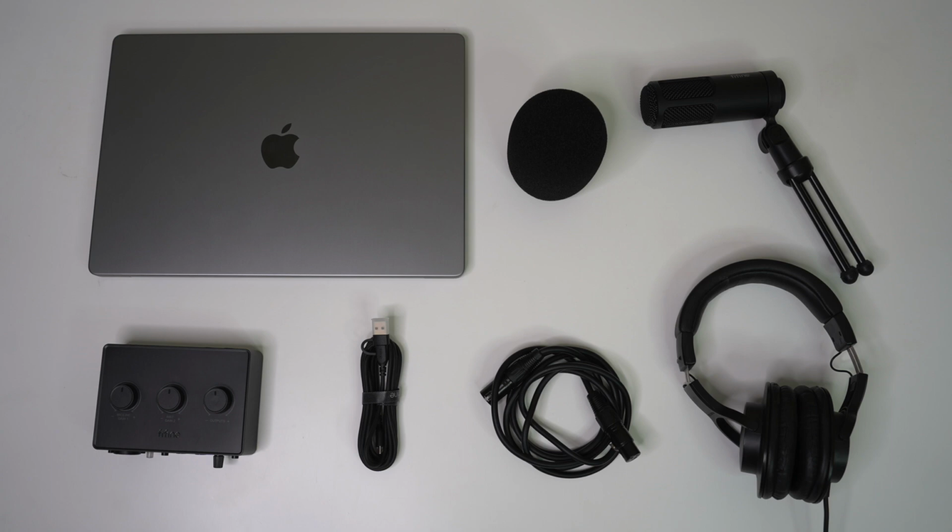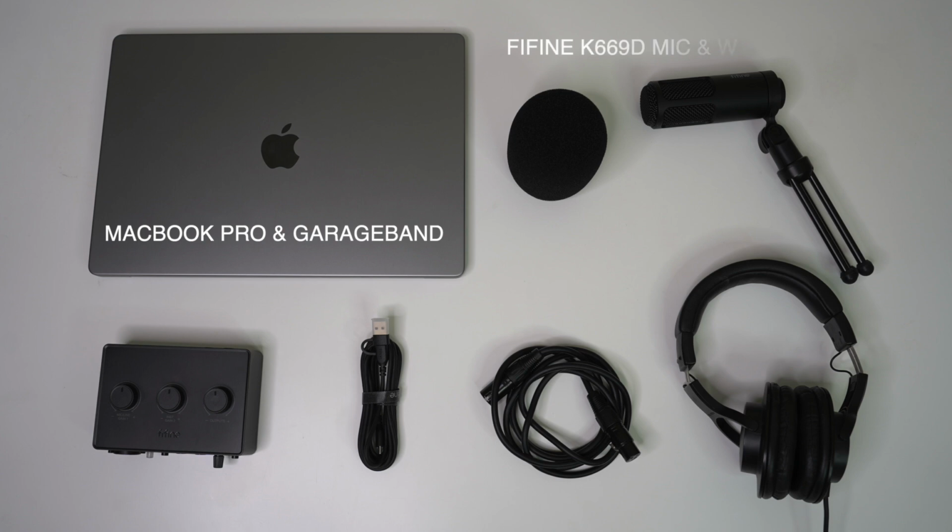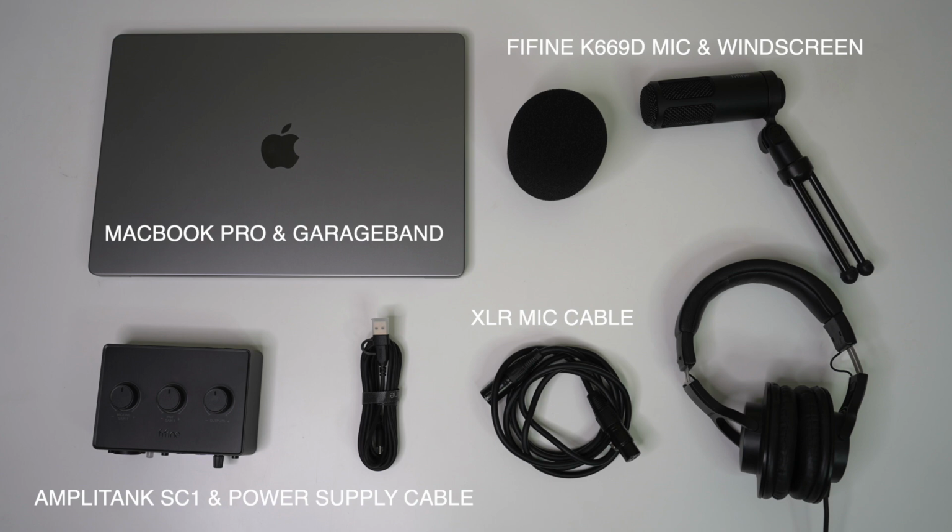Okay, so as I mentioned earlier in the video, I'm using my MacBook Pro with GarageBand as my DAW, and this is how I'll capture and edit my audio coming from the interface. Next, I'll be using my Fifine K669D dynamic microphone with the windscreen to actually record the audio. Then there's obviously the Amplitank SC1 audio interface with the power supply cable that comes with it, as well as my XLR mic cable. This is what I'll use to connect the mic to the interface. And then there's my Audio Technica headphones. This is what I'll use to monitor my audio as I'm recording.